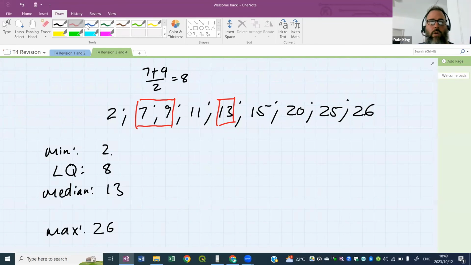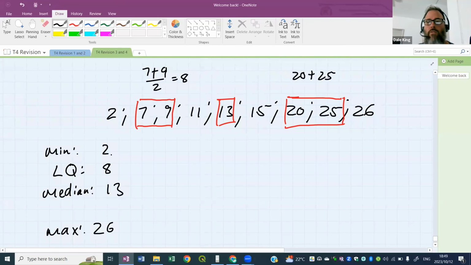We do the same on the top half. How many numbers are there to the right of the median? There are again 4 numbers there. The middle two are 20 and 25, so we say 20 plus 25, which is 45, divided by 2, which is 22,5. So our upper quartile is 22,5. So that is the 5-number summary.